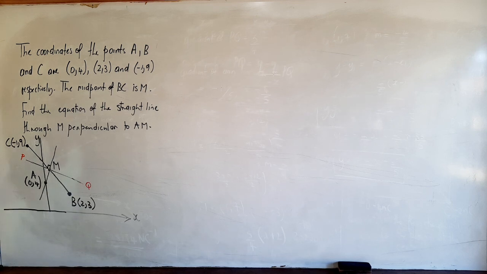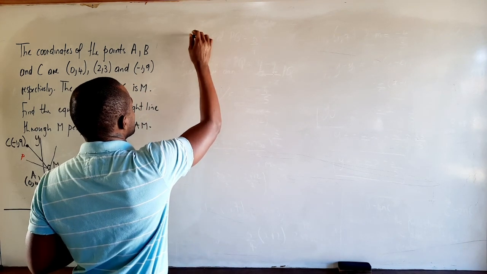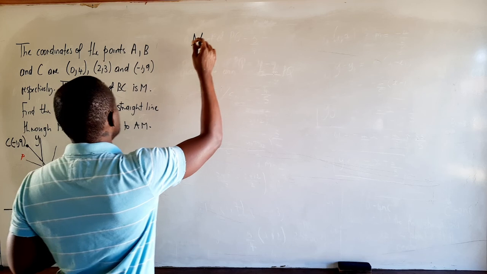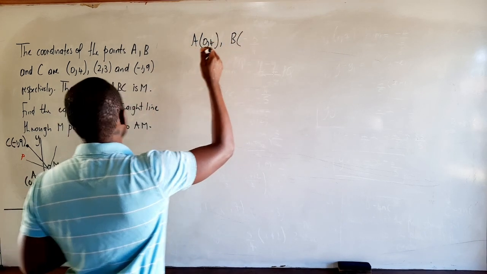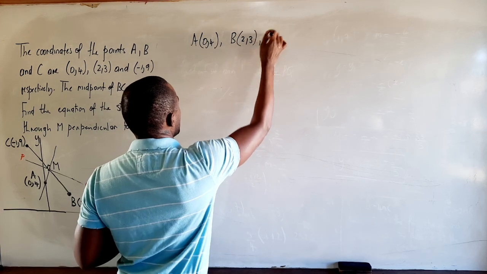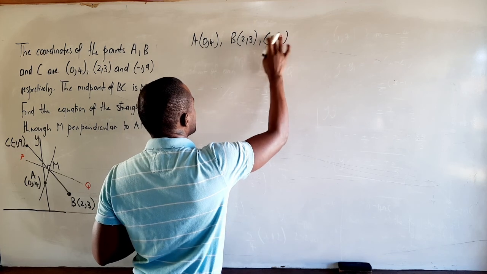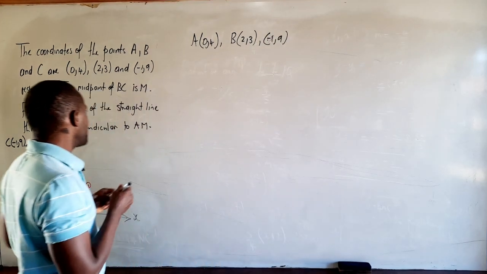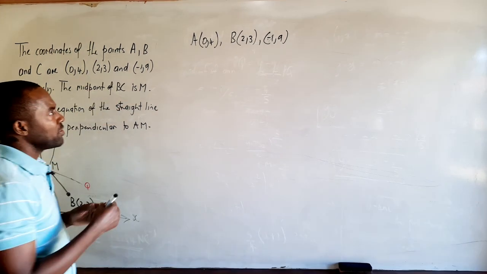So let's proceed and find what we want to find. The first thing we need to do is find the coordinates of M, which is the midpoint of BC. So once again, let's write down these points. We have the point A, which is (0, 4). We have the point B, which is (2, 3). And we have C, which is (-1, 9). Now once again, we're told that the midpoint of BC is M. So let's go ahead and find the coordinates of M.